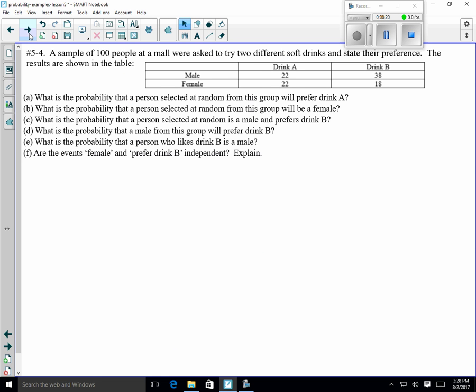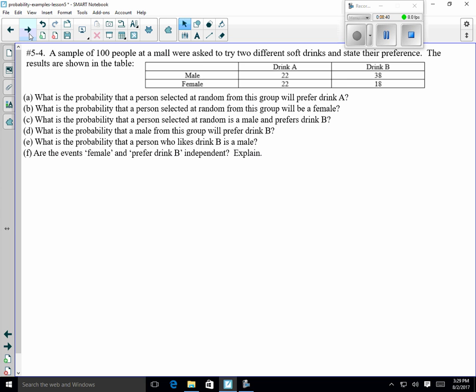All right, so in this one, it says a sample of 100 people at a mall were asked to try 2 different soft drinks and state their preference. The results are shown in the table. So we have drink A and drink B, and we separated the responses of the males and the females. So 22 males said drink A, for example, and 18 females said drink B.